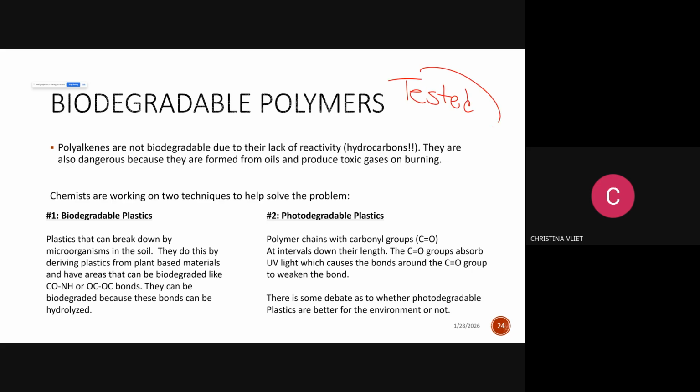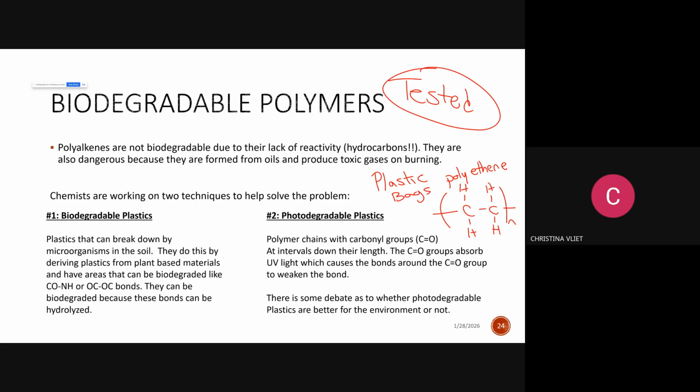So the other side notes about Kevlar, not tested, but this is tested. Meaning that you are responsible, and if you look back at the learning objectives from the beginning of the class, I mentioned biodegradation, right? Plastics are not biodegradable. If you remember, regular plastic, like our plastic bags that we get at the grocery store, are made of polyethylene. And polyethylene is this. It's just carbons and hydrogens over and over and over again.